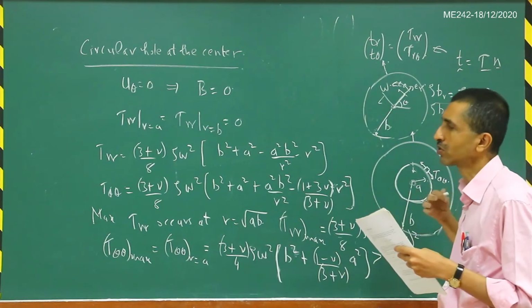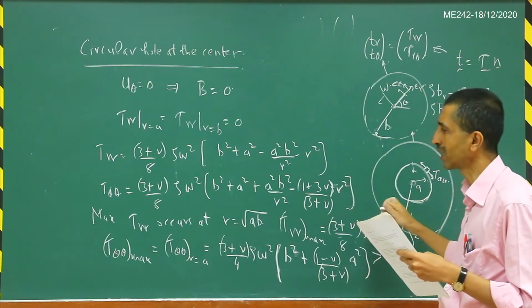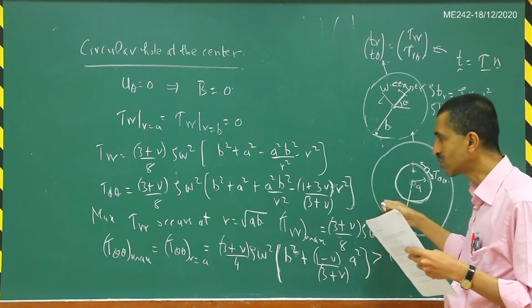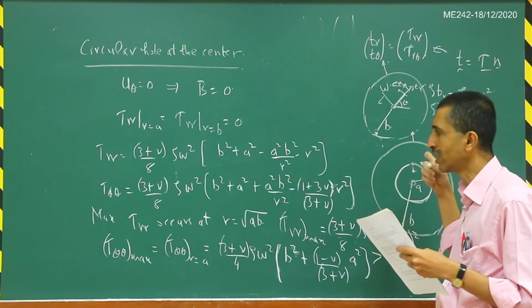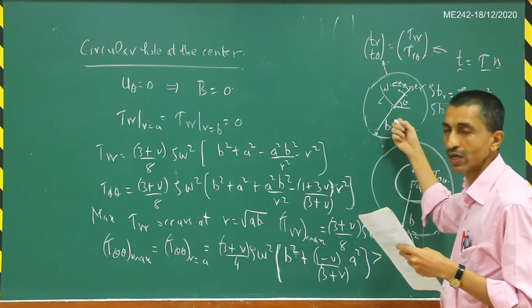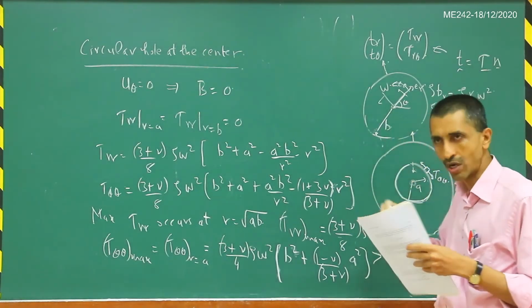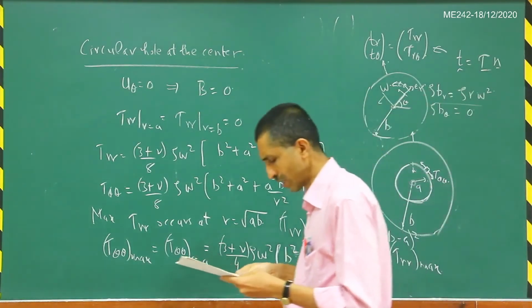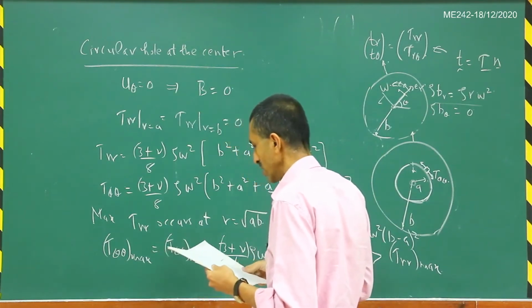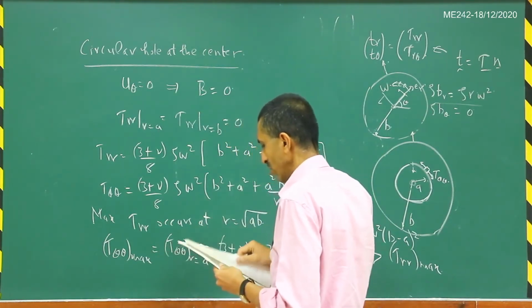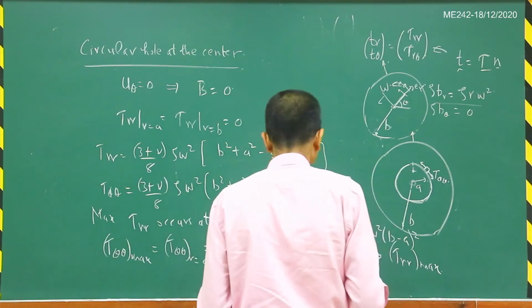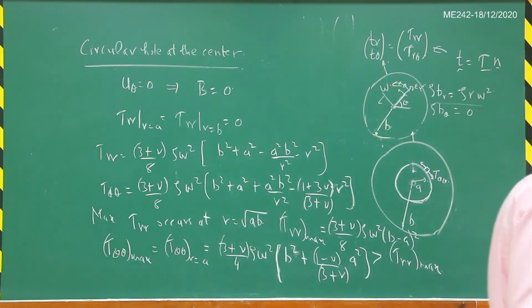But what I'm trying to get at is that you should not take the limit as a tends to 0 of the hollow disk to get the solution for the solid disk. These two should be solved independently of each other to get the solutions there. Okay, so let us move to the next problem here.